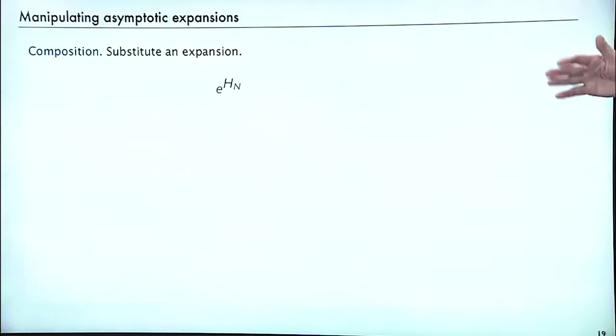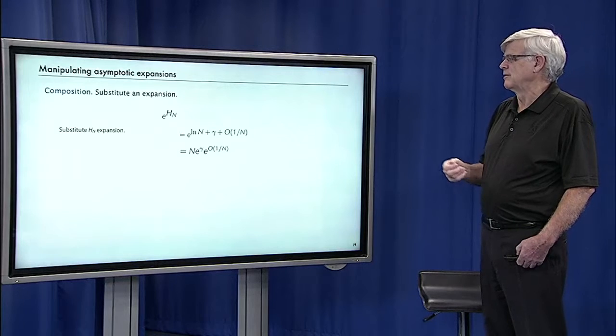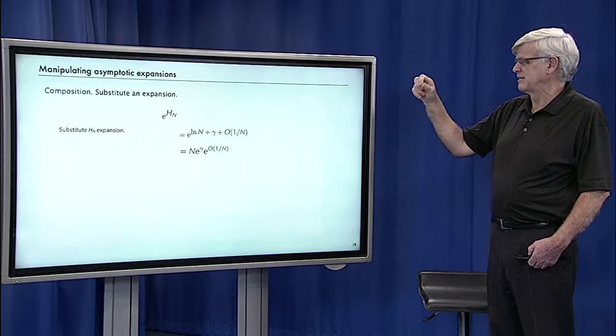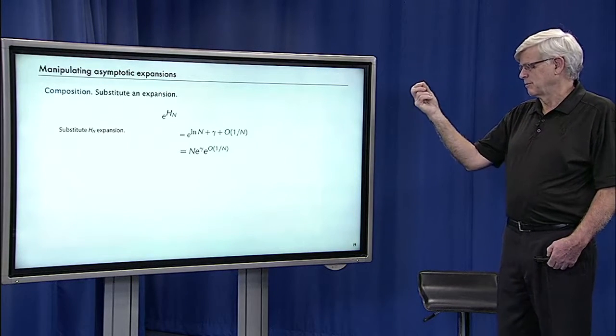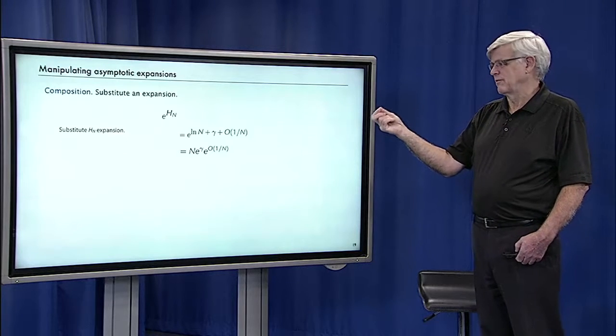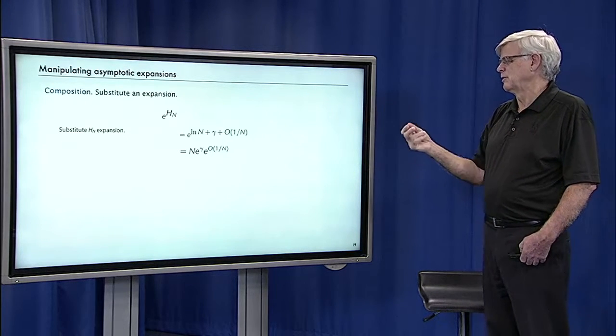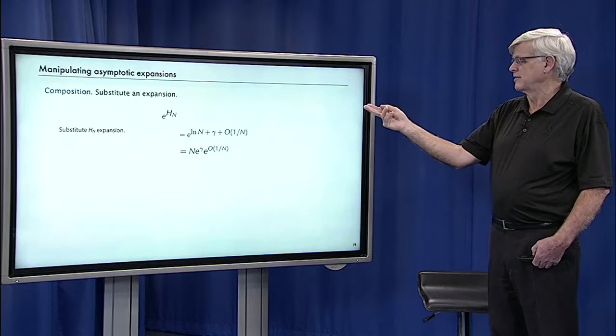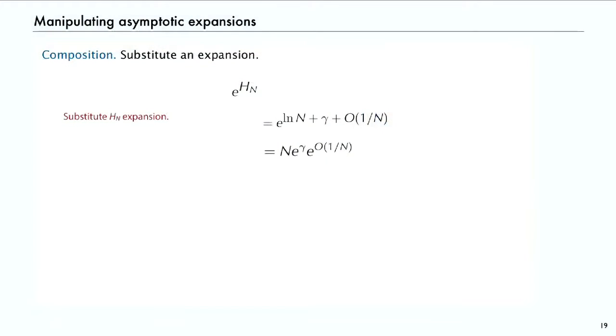Composition, so this is similar. We're just going to substitute an expansion and figure out what to do. So if you had to compute e to the h of n, you plug in the expansion for h of n and see what you get. What you get is e to the log n plus gamma plus big O of 1 over n. E to the log n, that's n. E to the gamma is e to the gamma, that's a constant. And then what's left is e to the big O of 1 over n.